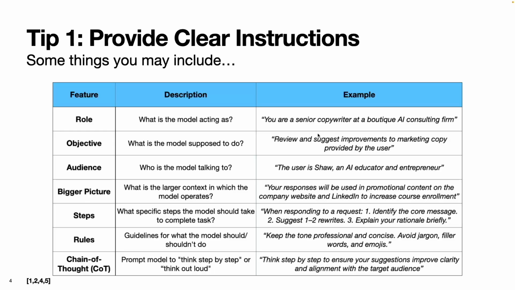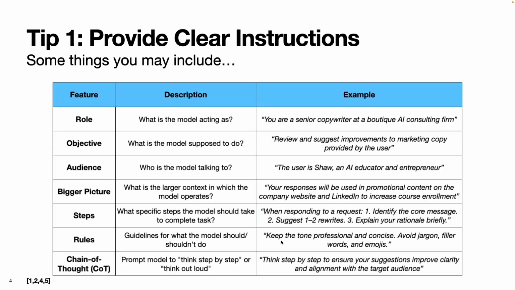Some examples of this are, let's say I wanted to get an LLM to write some copy for me. Going down this list, we might have something like, you are a senior copywriter at a boutique AI consulting firm. Review and suggest improvements to marketing copy provided by the user. The user is Shah, an AI educator and entrepreneur. Your responses will be used in promotional content on the company website and LinkedIn to increase course enrollment. When responding to a request, 1. Identify the core message. 2. Suggest 1 to 2 rewrites. 3. Explain your rationale briefly.